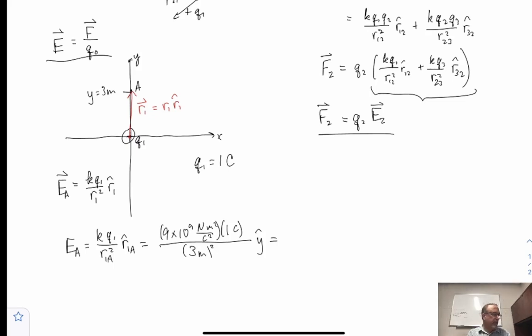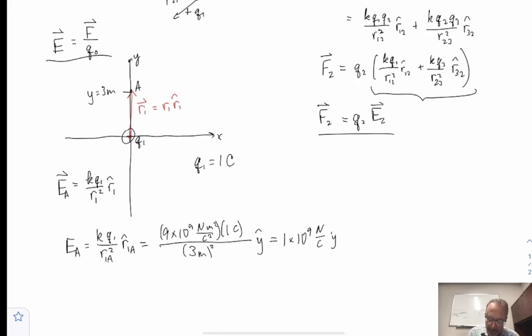which I don't seem to have one around me in here. Let me pull up my phone calculator. Not the best thing to use for these, but sometimes you got to do what you got to do. 9 times 10 to the 9, times 1 divided by 3 squared, which is 9. Well, I could have done that in my head. Alright, so notice what I'm going to get is 1 times 10 to the 9 newtons per coulomb, in the y hat direction.